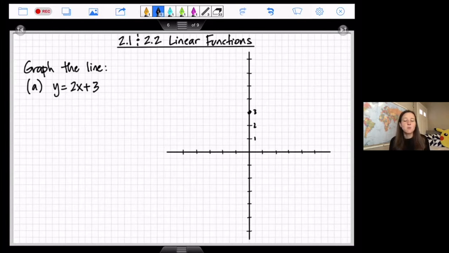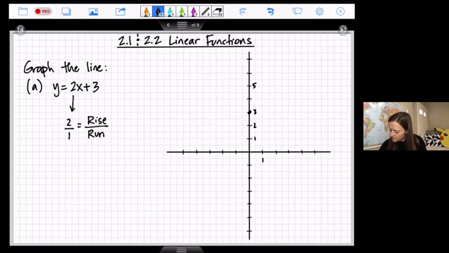And from there, we're going to remember that the slope is the rise over run. So our slope is equal to 2, and that's going to be our rise over run. So to think of 2 as a fraction, I'm just going to put it over 1. So that means on this line, I'm going to go up 2 and to the right 1. So I'm going to go up 2, up to 5, and to the right 1. So at 1, comma 5, that's going to be my next point.